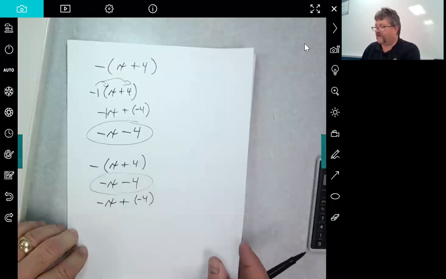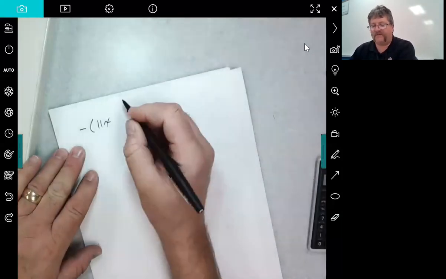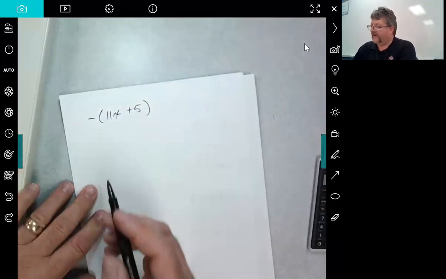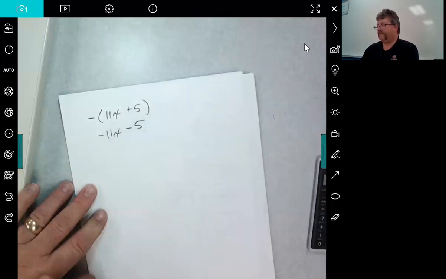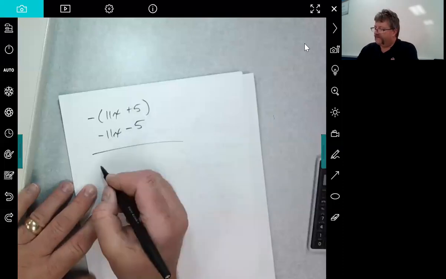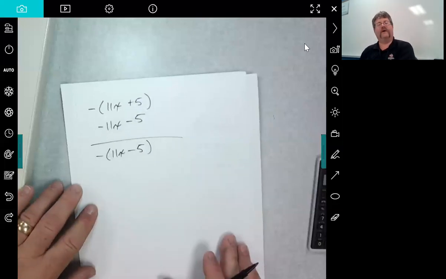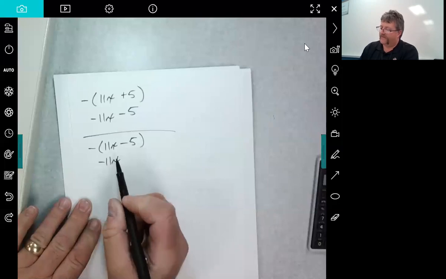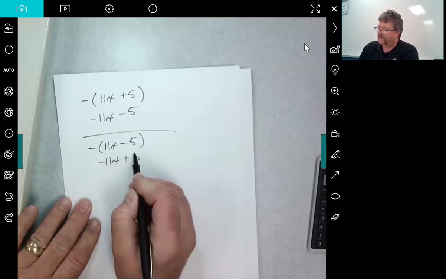So let's just practice a couple of those. What if I had some negative out front here? If they were both positive, we'll say 11x plus 5. Again, I'm just going to distribute that negative and get -11x, and I'll just call that -5. What if there's a negative out front and it was 11x, and what if it's already -5? Well, I'm going to distribute that negative. Now I get a -11x, but now negative times negative is going to give me +5.